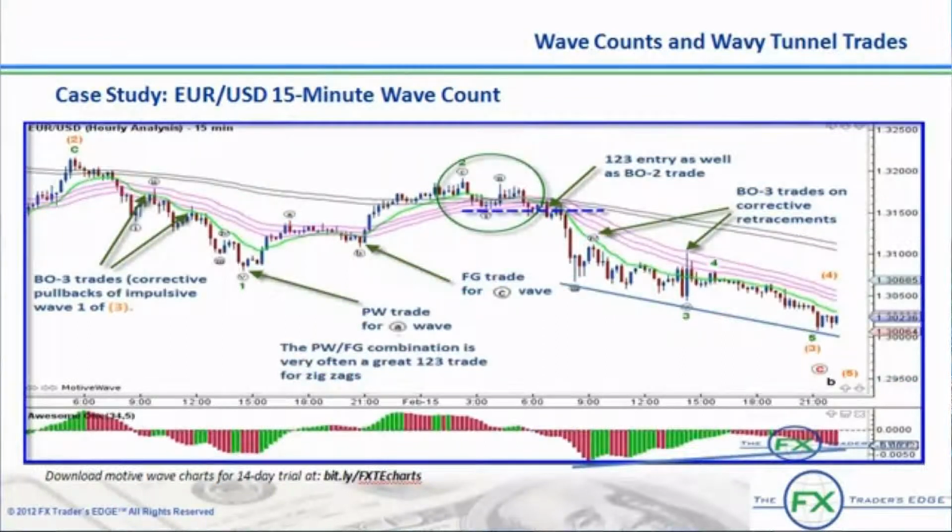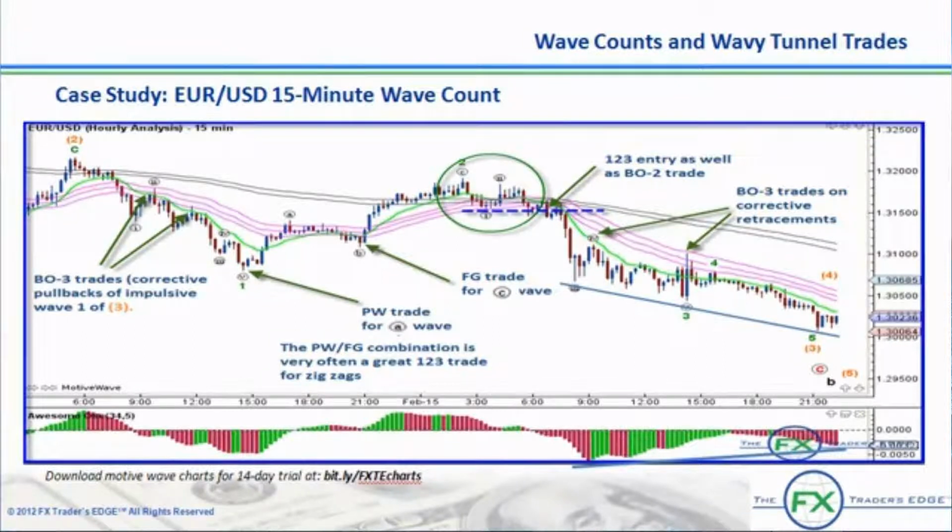We left off on the last slide noting the breakout 3 trades, which are corrective pullbacks of subwave 1 of 3. This slide looks at the entire wave 3. Moving along, at the end of subwave 1 of 3, we have a PW trade setup for the A wave, followed by a B, which is the starting point for the fill the gap trade for the C wave of 2, of green 2. The PWFG combination is very often a great 1, 2, 3 trade for zigzags.